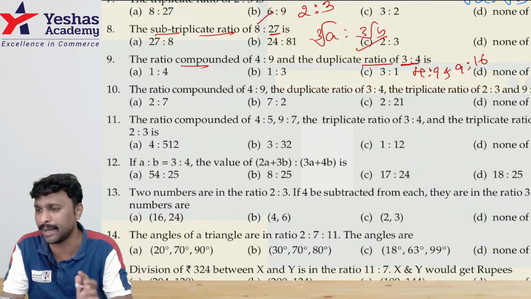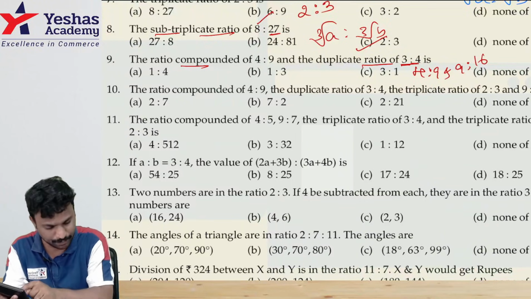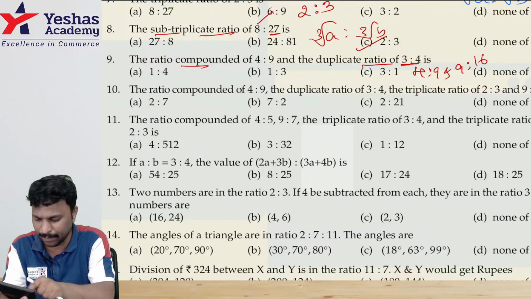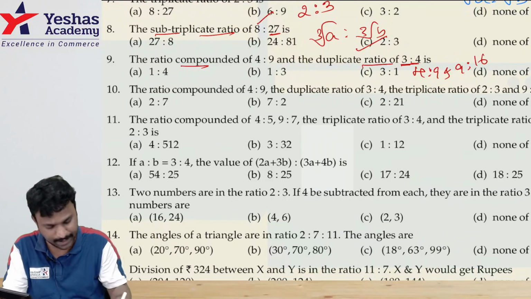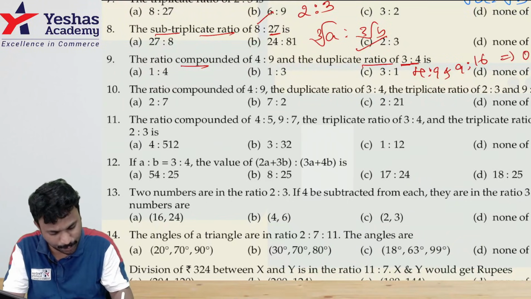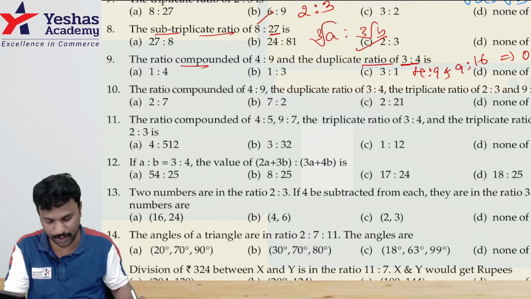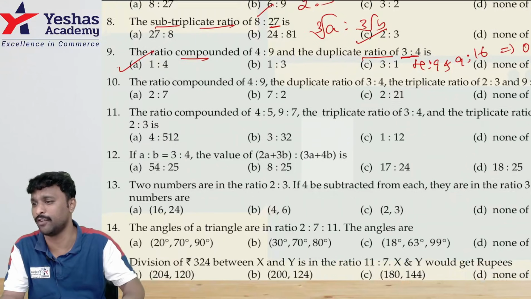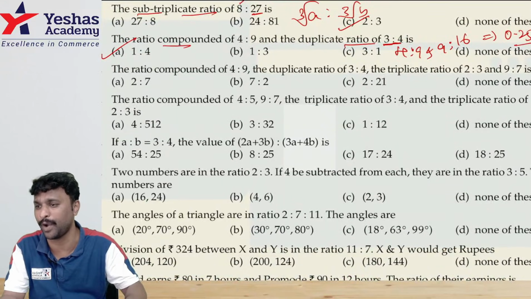What did I say? Multiply the second terms, 9 into 16. Take the reciprocal, divide equal, and then multiply with the first terms, into 4 into 9, and the result is 0.2499, that means 0.25. Which option gives you 0.25? First option, 1 is to 4. 1 is to 4 is nothing but 1 by 4, which is 0.25.